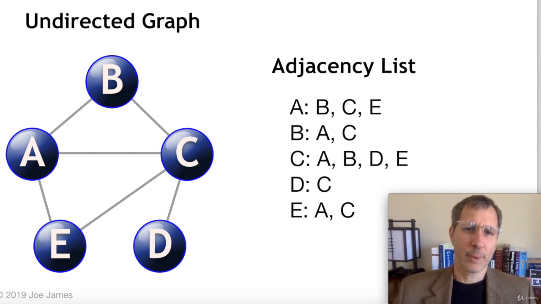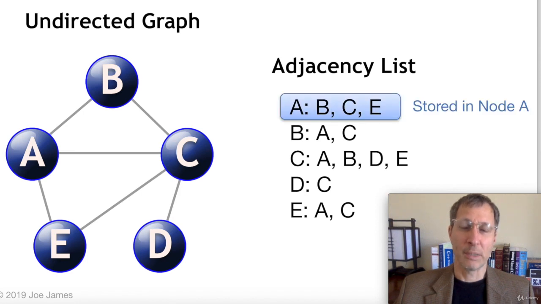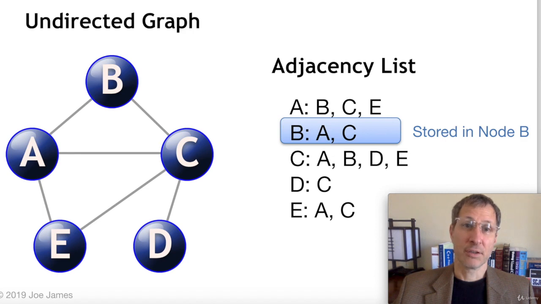So let's take a look at this undirected graph with 5 vertices and a number of edges connecting them. So in an adjacency list implementation, each vertex would store its own list of vertices that it's connected to. So in this case, A is connected to B, C, and E, and that list of neighboring vertices would be stored in node A's neighbor list. And node B is connected to vertices A and C, and that would be stored in node B's list of neighbors.